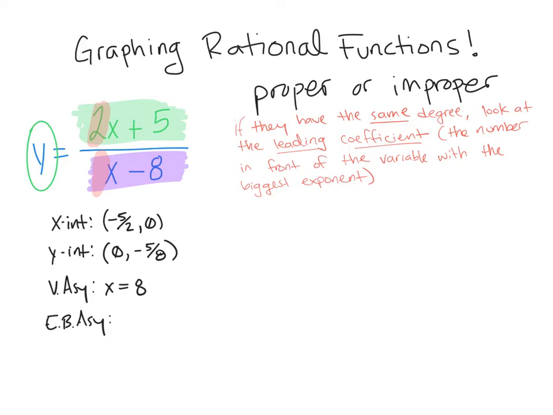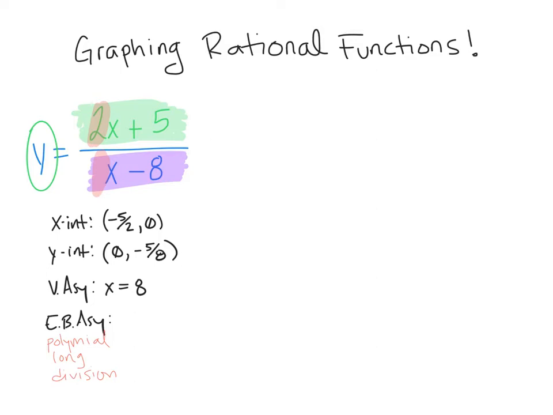Okay, so here, the 2 on top is bigger than the 1 on bottom, so I know for a fact that this is an improper fraction, which means to find the end behavior asymptote, what I need to do is, anybody remember? Polynomial long division. That's right, strap yourself in, folks, for the best ride of your life.